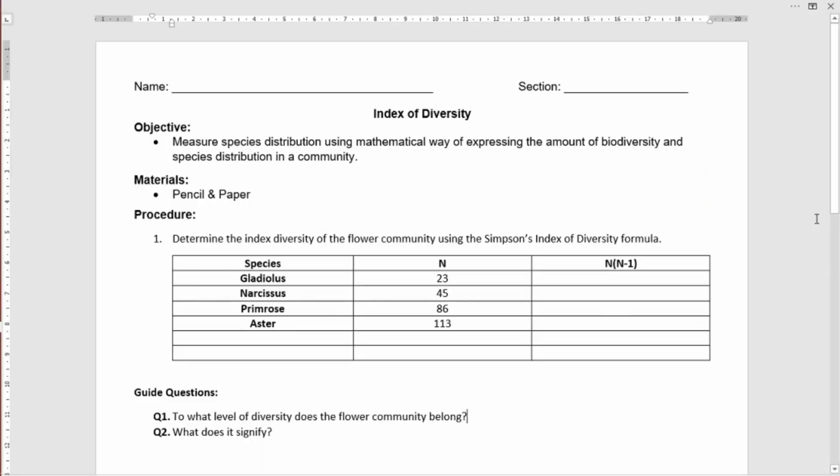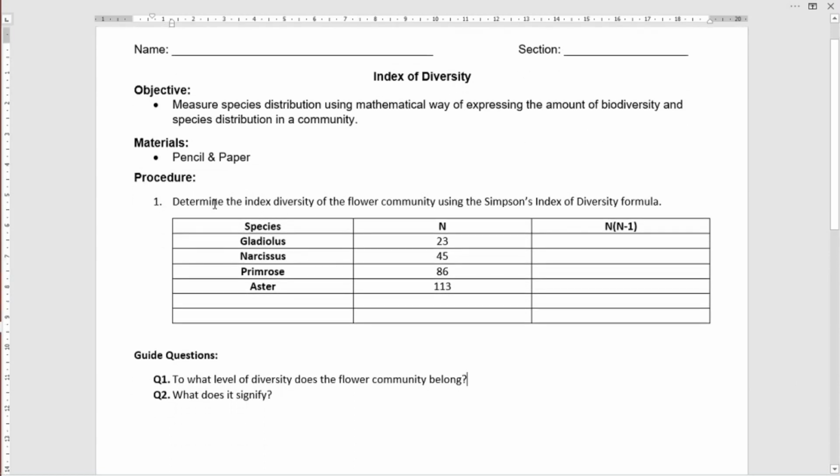Before we proceed to our main discussion, I will show you the worksheets that you are going to do this week. On the first day after watching this video, you are going to answer the activity entitled Index of Diversity. You need pencil and paper. Procedure: determine the index of diversity of the flower community using the Simpson's Index of Diversity formula. You have 4 flower species, namely Gladiolus, Narcissus, Primrose, and Aster. After you have determined the index of diversity of the flower community, you are going to answer 2 guide questions.